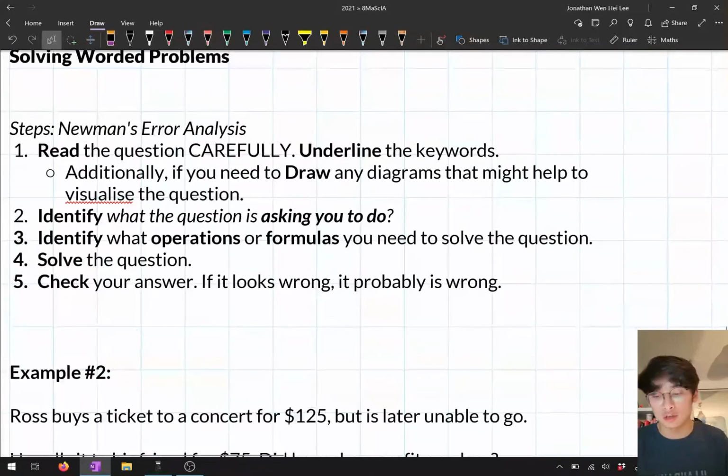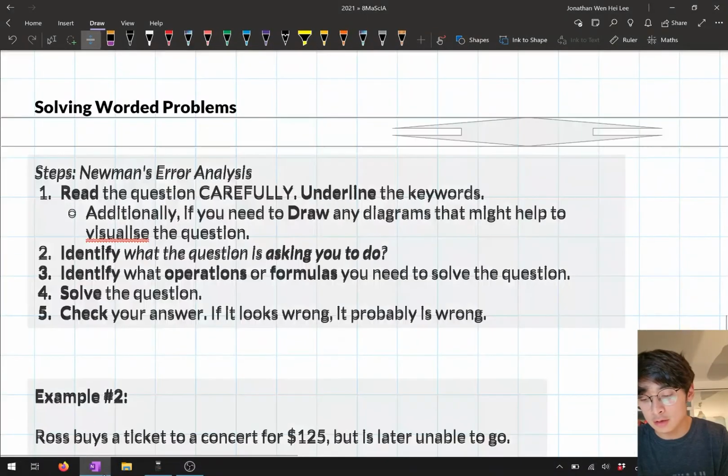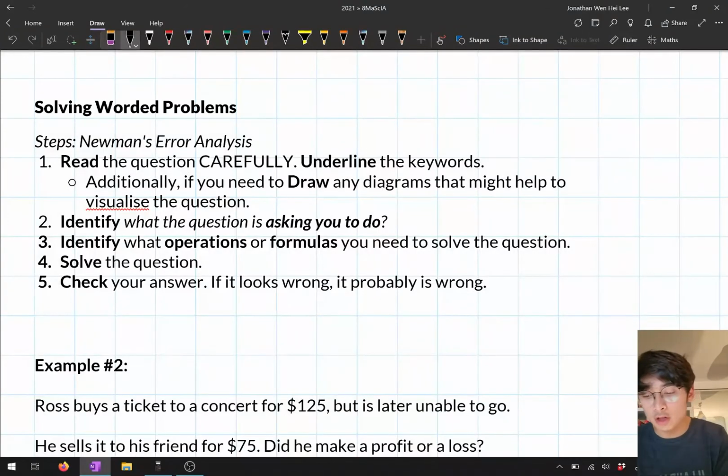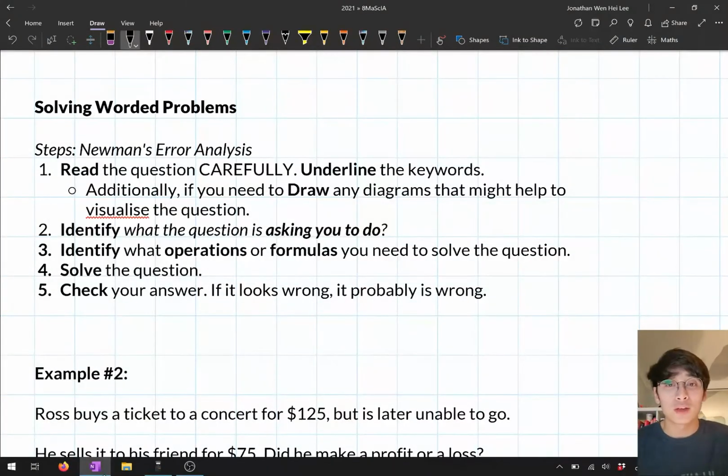Now the way we're going to do this is we're going to apply a technique, a skill that can be used in all worded problems in mathematics and also in other subjects, I guess, as well. So this is Newman's error analysis, and I think we've gone through it a few times before in class. I'm not sure, I don't remember, but let's just go through the steps of Newman's error analysis.